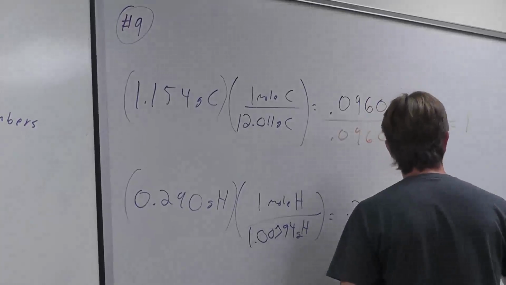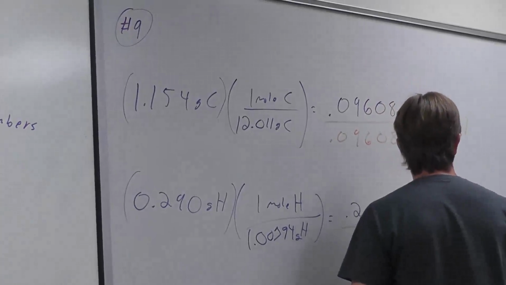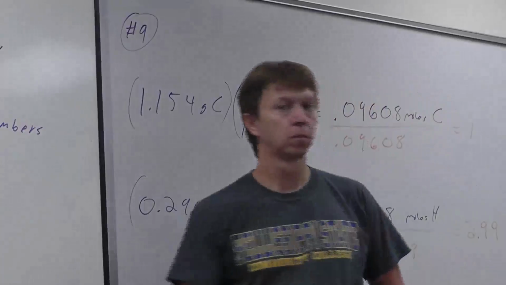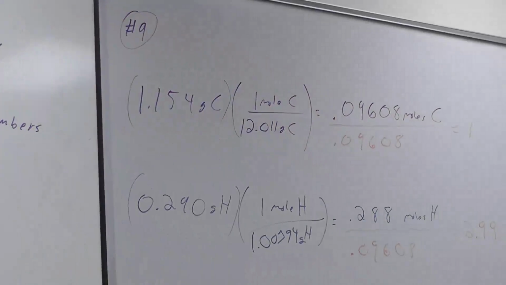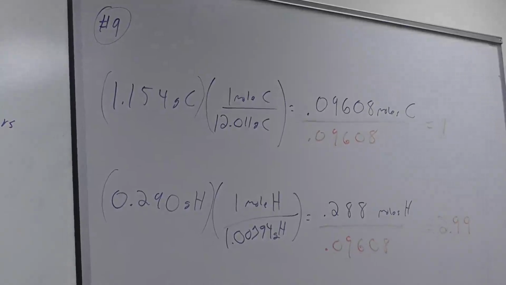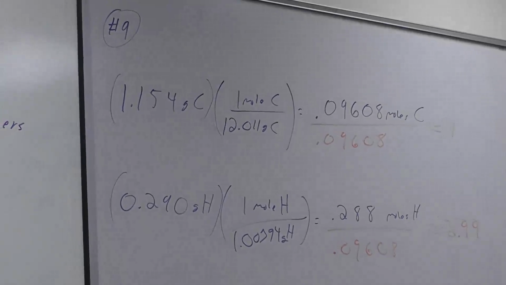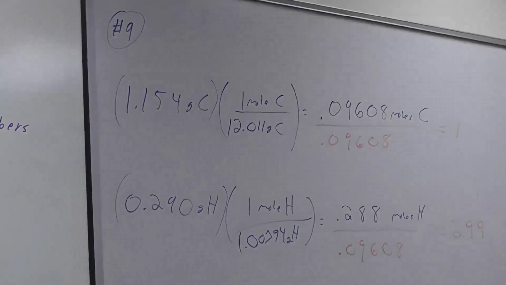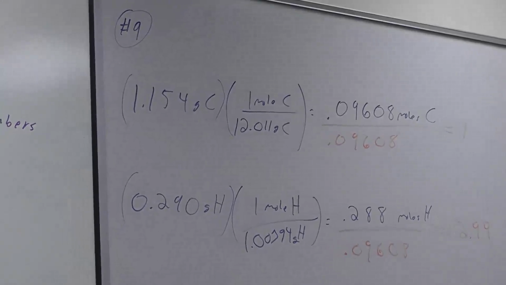And dividing that through, I'm getting 2.99. Is 2.99 a whole number? No. Is it perilously close to a whole number? Yeah. What would that round to? 3. And so basically we've got a 1-to-3 ratio.